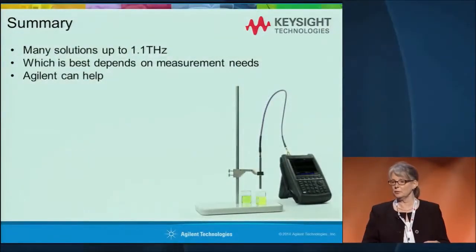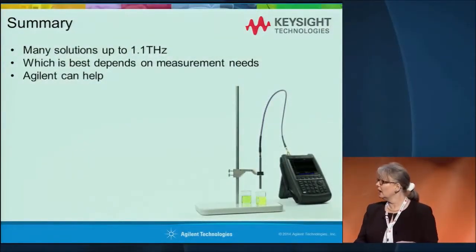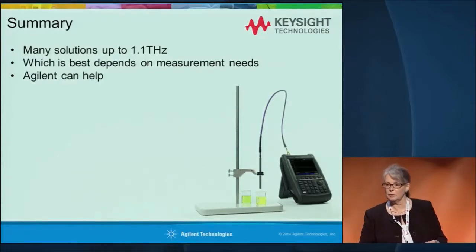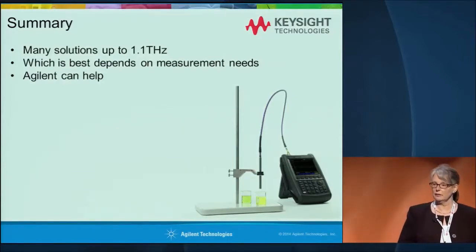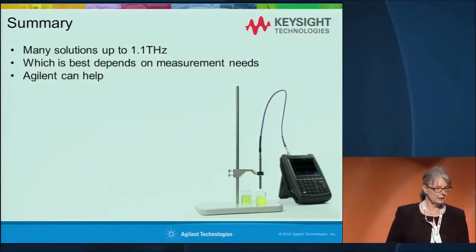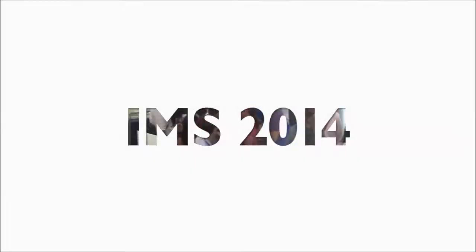So, in summary, we have lots of solutions, up to 1.1 terahertz now, and we can be happy to help you determine which is the best for your needs. So, any questions? Nope? Well then, thank you.